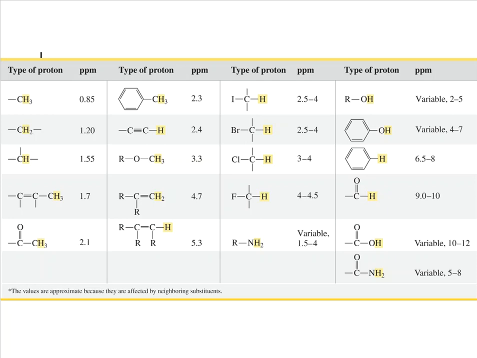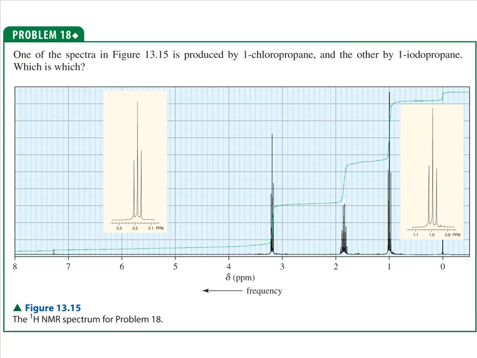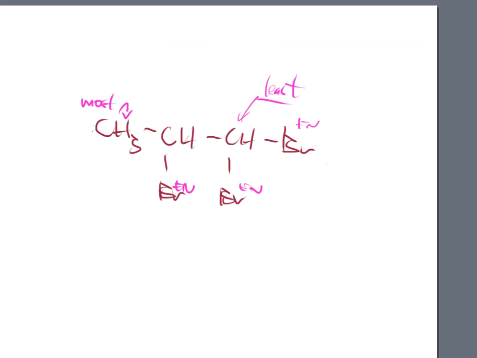Okay, so let's just jump right into this and look at some example problems where we can use something like a reference chart to determine what I really have and how to determine the difference between the two. So this example problem says, of the spectra in 13.15, and there's actually two of them, I've not shown you the second one yet, one of them is produced by 1-chloropropane and the other one is 1-iodopropane. All right, so I just want to start with those structures for a minute because I want to show you where the complication is.